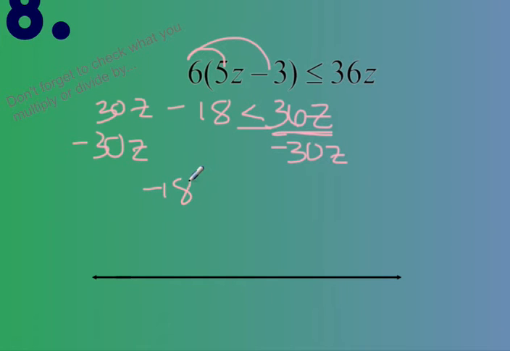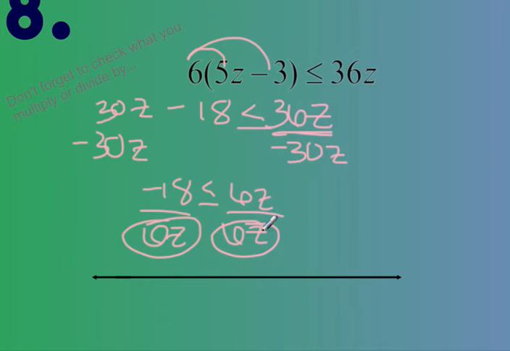So when I get negative 18 is less than or equal to 6z, I'm going to divide both sides by 6, and some of you are probably thinking, oh my gosh, you're dividing by a negative. But what you have to look at is the number that you're actually dividing each side. Is that number a negative? No, so we do not have to flip the symbol on this one. So it's going to end up being a negative 3.